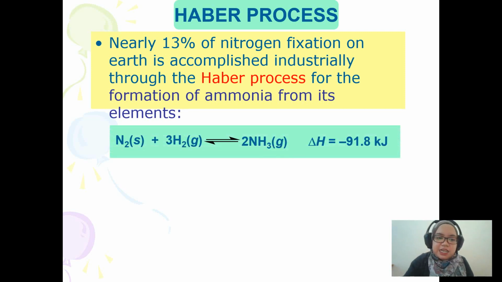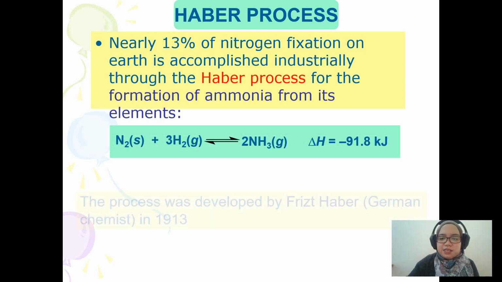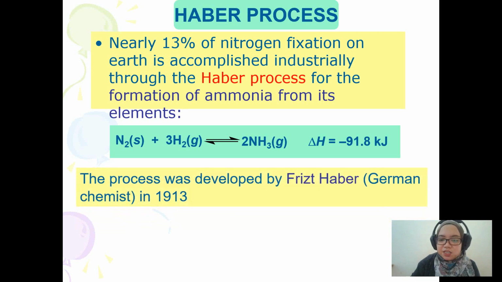So, kita akan ada nitrogen gas react with hydrogen gas to form ammonia gas. This is exothermic reaction. Ya, exothermic reaction negatively kan? Negative punya sign dekat delta H.